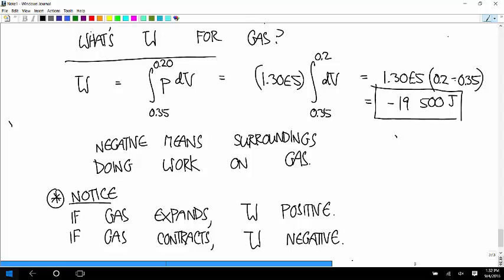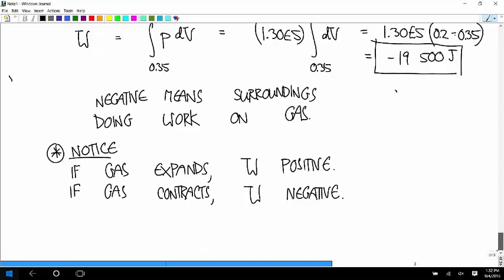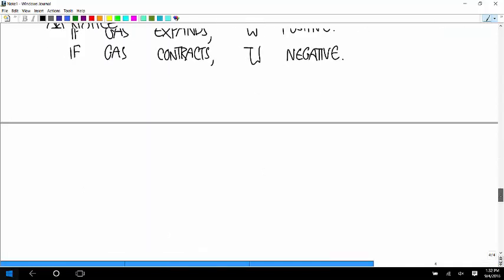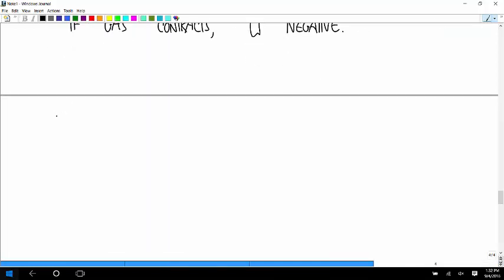So in thermodynamics, we're going to use it for anything, but mainly our system is going to be a gas. And mainly we can think of it as a gas inside a cylinder like this. Any other questions about that? Okay, let's do another example.